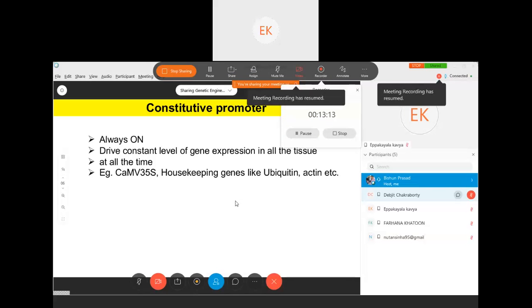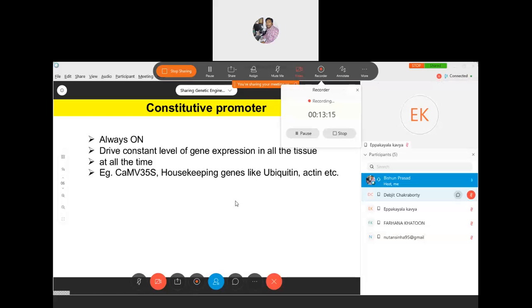Then housekeeping promoters like ubiquitin, actin. These are the promoters of what are also known as housekeeping genes. And these promoters will always keep the activity of a gene the same in all the tissues and all the time points. So suppose you want to work with a transgenic and you want to do constitutive expression of a gene, then you should look for some constitutive promoter.